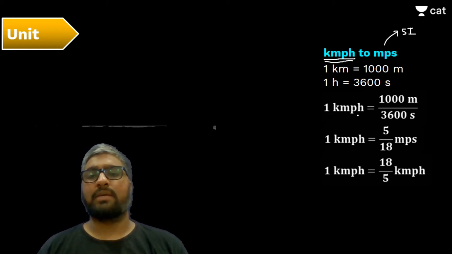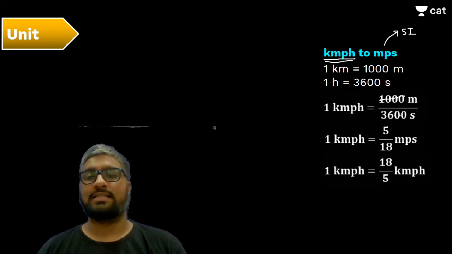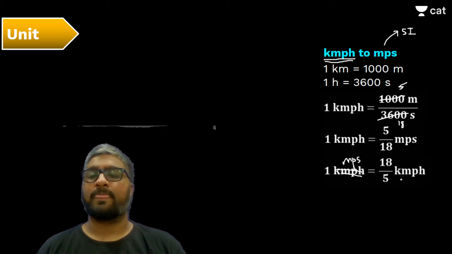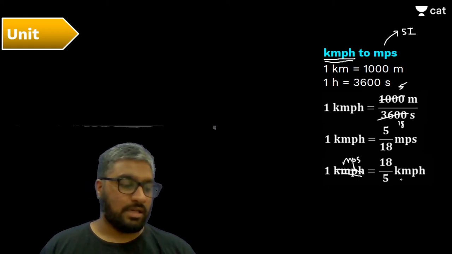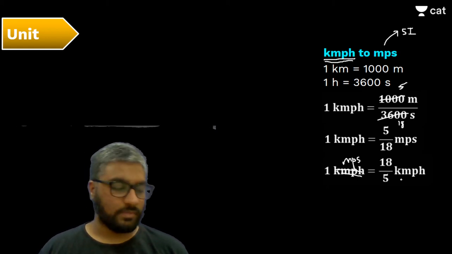And 1 kilometer per hour would basically mean what? 1 kilometer is 1,000 meters and 1 hour is 3,600 seconds. So if I cancel this out, I'd end up having 5/18, right? If I divide this by 200, I'd have 5/18. So 1 kilometer per hour is 5/18 meter per second. Or in other words, 1 meter per second is 18/5 kilometers per hour. Do you get it?